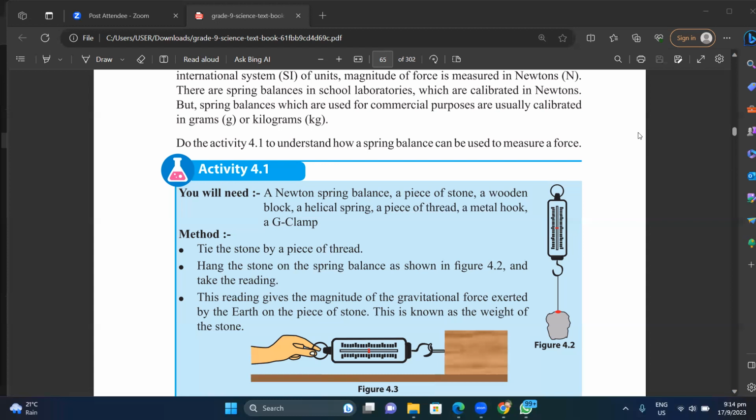Even though it is visible in kilograms or grams, still that is the force.